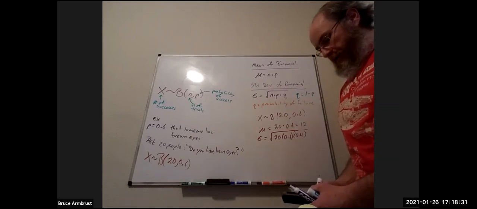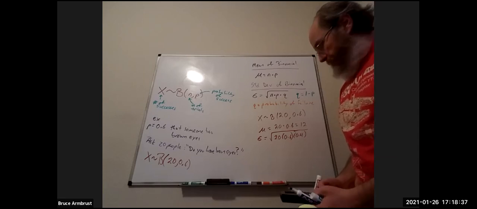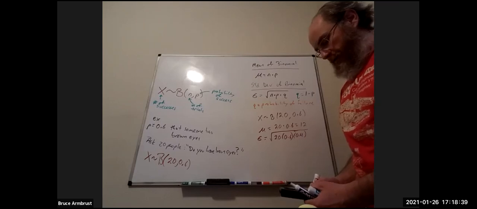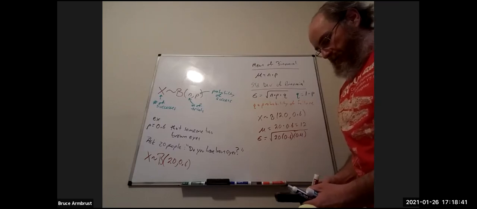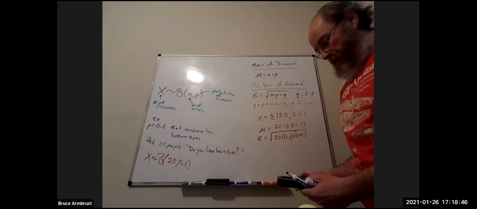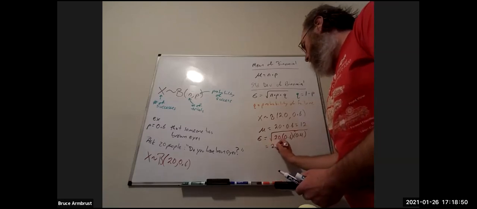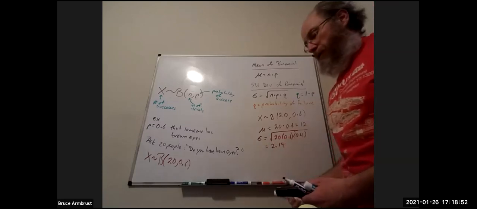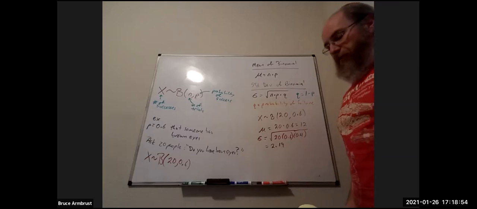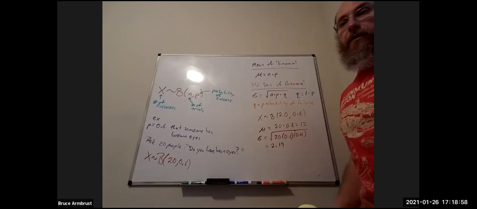So I didn't run the numbers on this before. Let me do that real quick. So we'll take the square root of 20 times 0.6 times 0.4. And I get 2.19. Okay, so again, remember what standard deviation is telling us. This is telling us the spread.